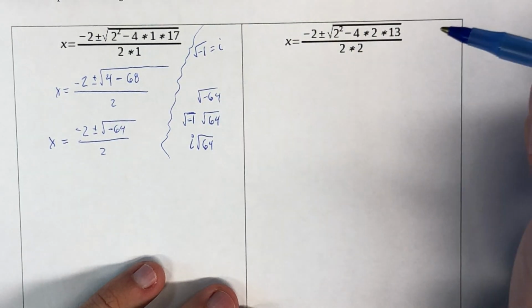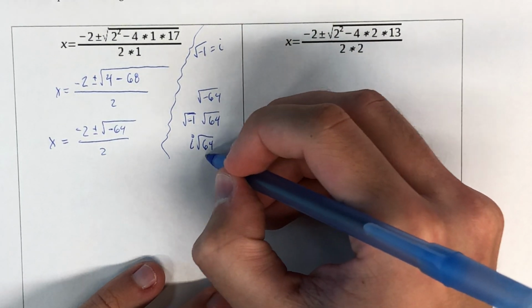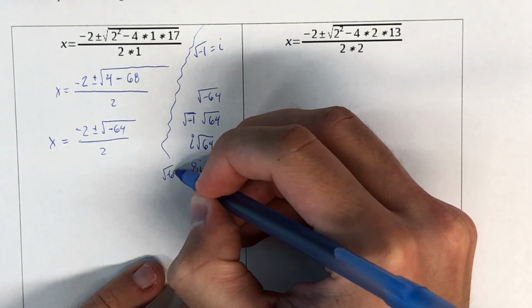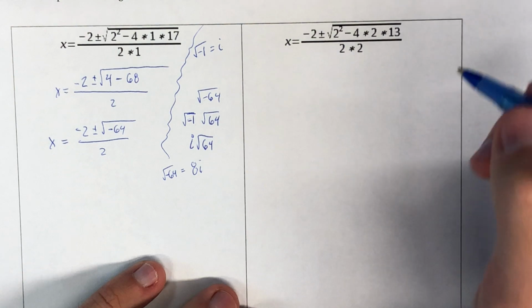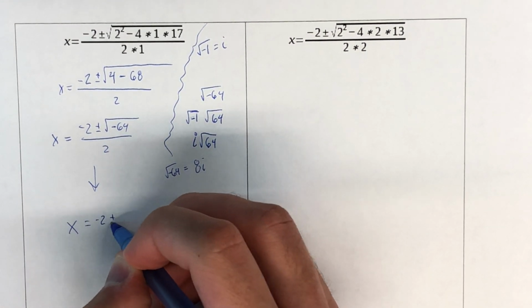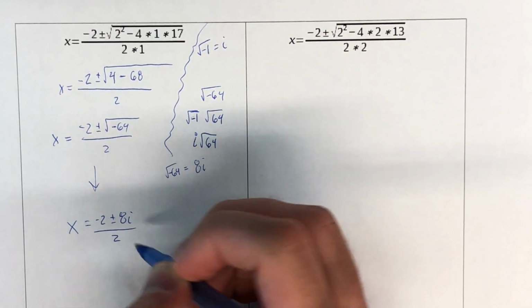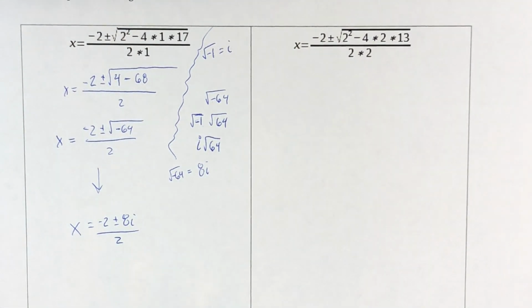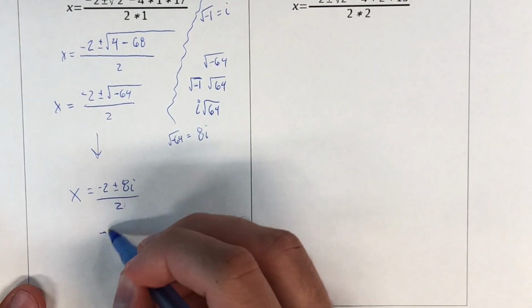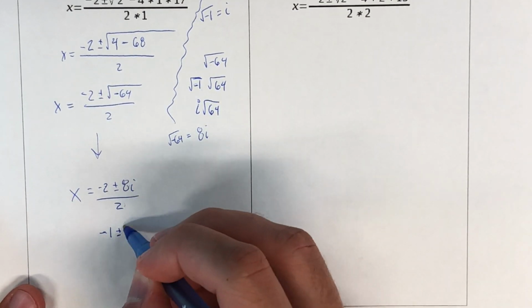And we can do the square root of 64, that's just 8. So we have i times 8, or 8i. So the square root of negative 64 would just be 8i. So from here, x equals negative 2 plus or minus 8i all over 2. You can divide both by 2. I notice they're both divisible. Negative 2 divided by 2 is negative 1. 8 divided by 2 is 4.